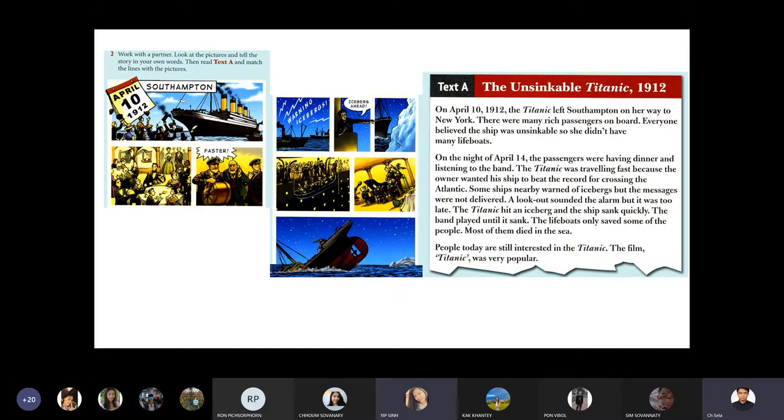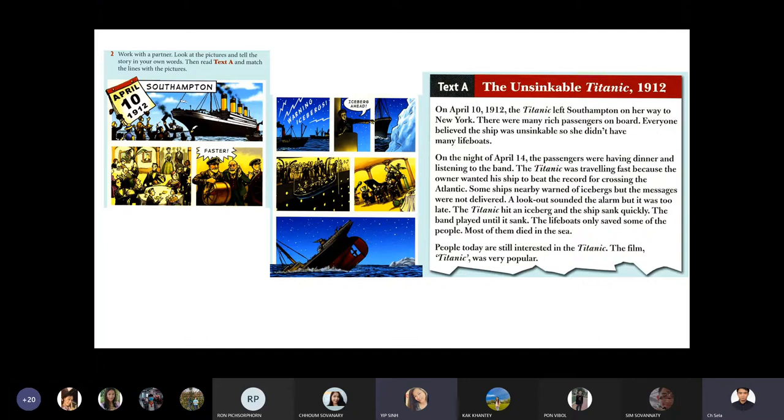A lookout sounded the alarm, but it was too late. The Titanic hit an iceberg and the ship sank quickly. The band played until it sank. The lifeboats only saved some of the people. Most of them died in the sea. People today are still interested in the Titanic. The film Titanic was very popular.